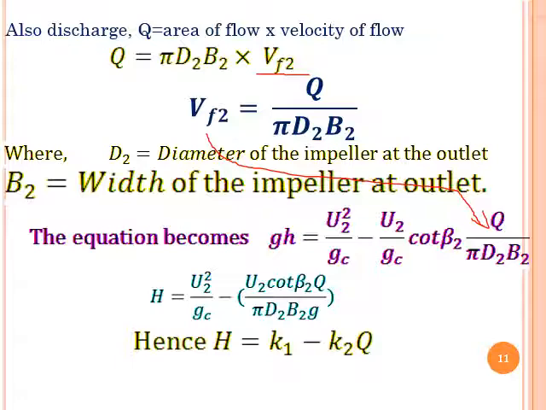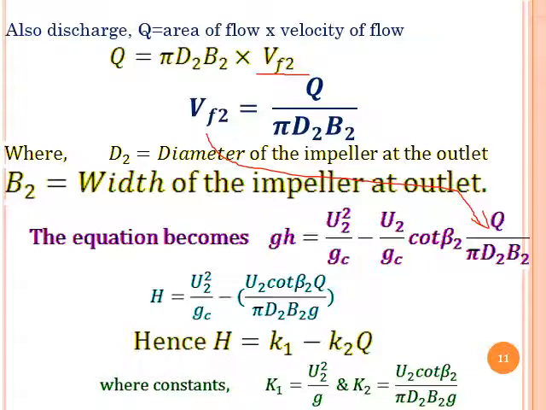Hence the head is equals to K1 minus K2 into Q. So here constants K1 and K2 are taken, where K1 is equals to U2 square by G and K2 is equals to U2 cot beta 2 divided by pi d2 b2 G. These are the two constants taken in this expression, K1 and K2. So now we are deriving the expression for head and discharge curve. Here H represents head, and Q represents the capacity of flow or discharge.